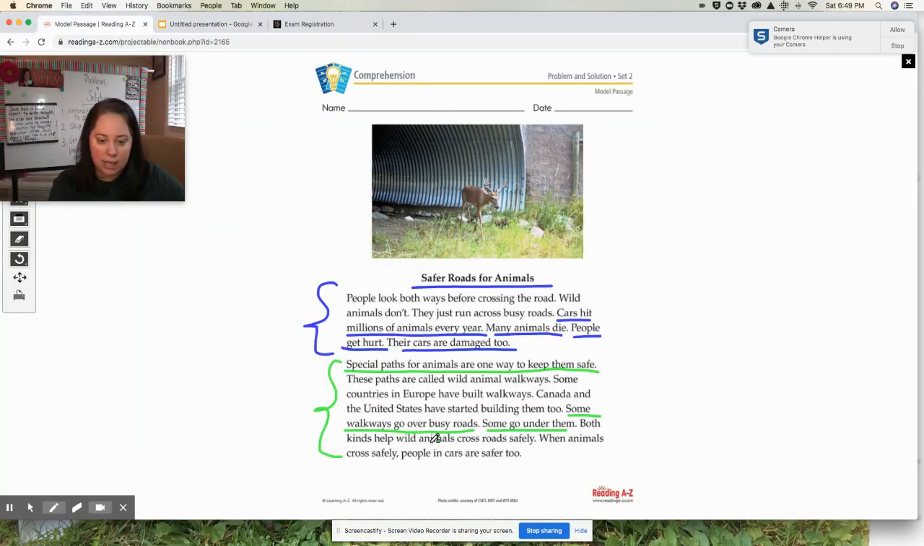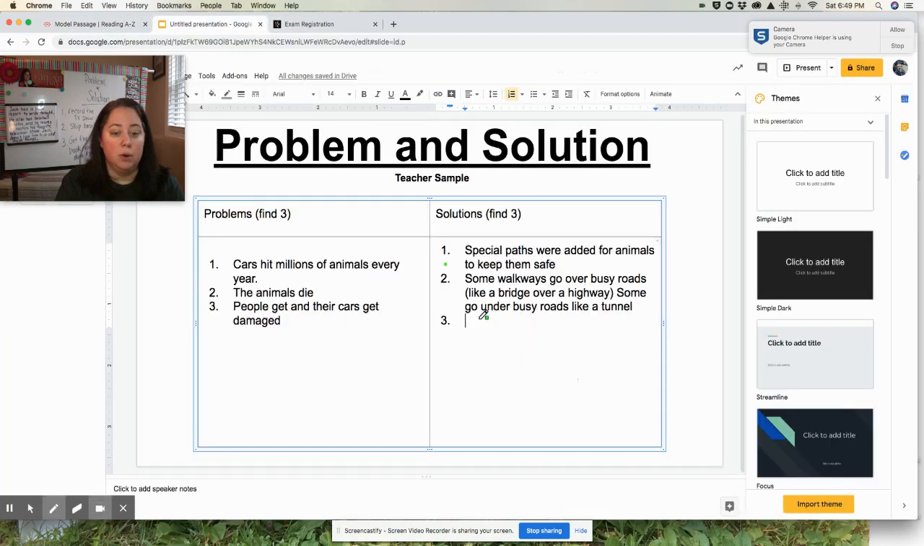Let's see. When animals cross safely, people in cars are safe too. Okay, so there we go. Both kinds help wild animals cross roads safely. So let's go back. Both the bridges, I'm calling them bridges and tunnels, help the animals cross safely.